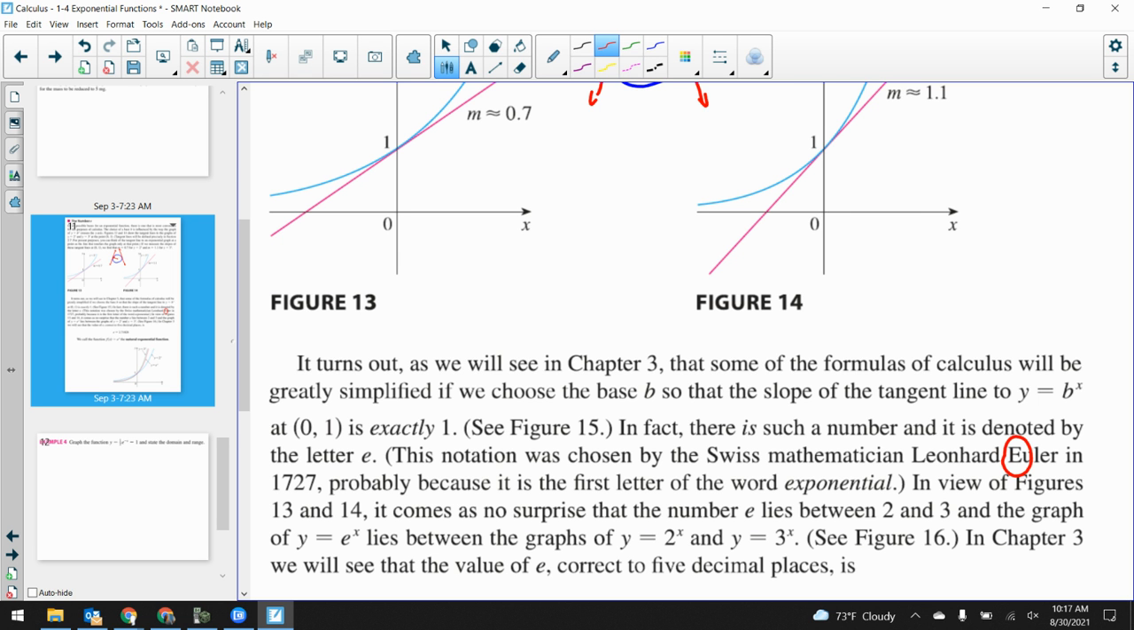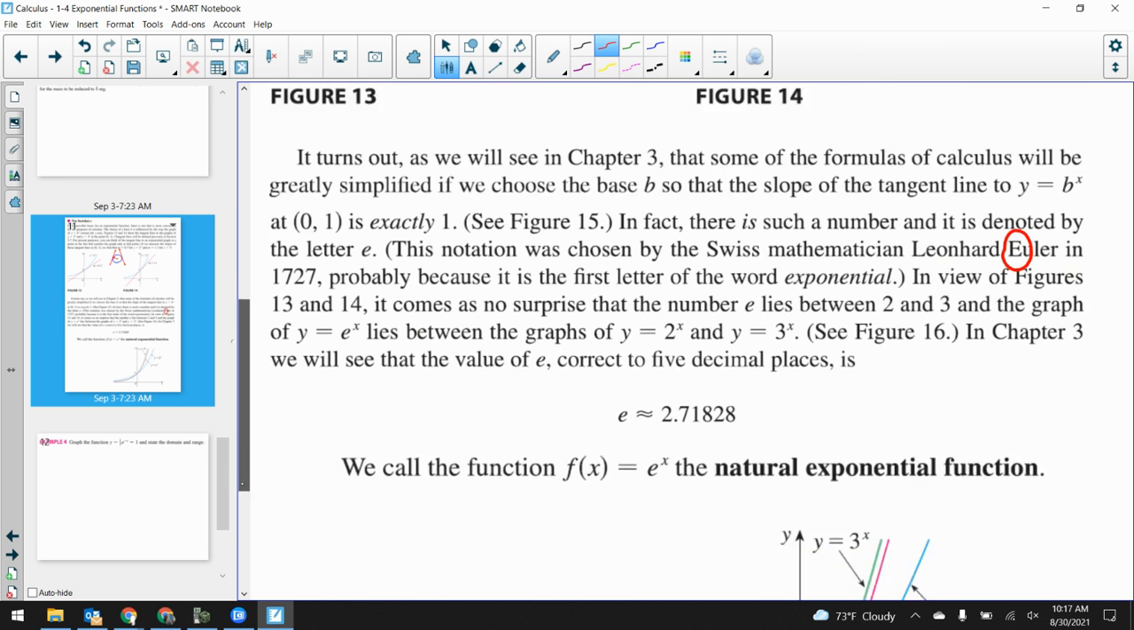In view of figures 13 and 14, it comes as no surprise that the number e lies between 2 and 3. Right? We talked about it. It's probably closer to 3 than it is to 2. It actually turns out that it's 2.71828 and so on. The graph of y equals e to the x lies between the graphs of 2 to the x and 3 to the x.